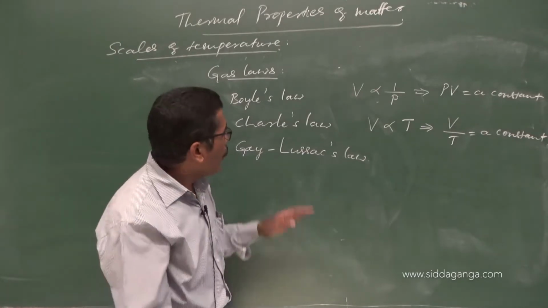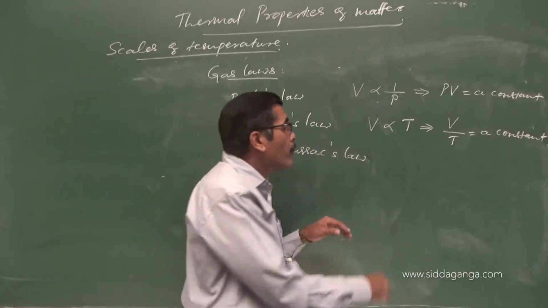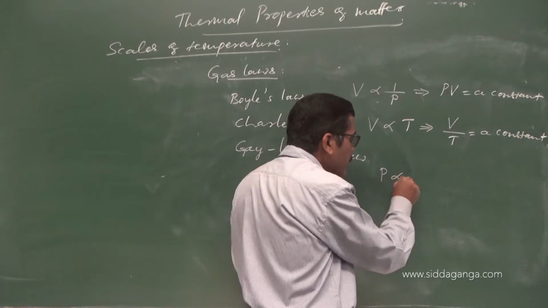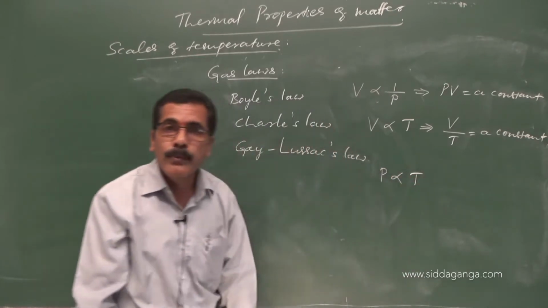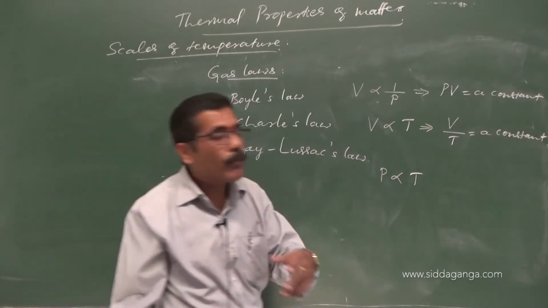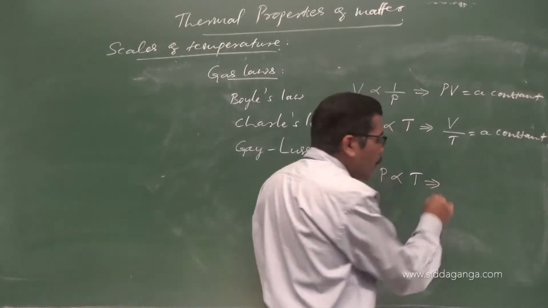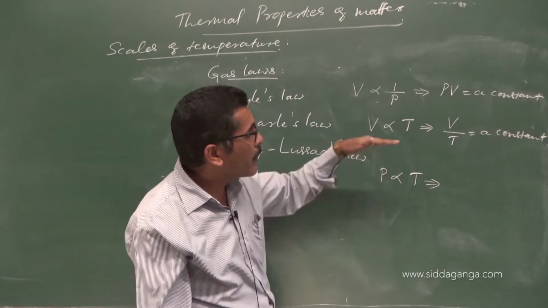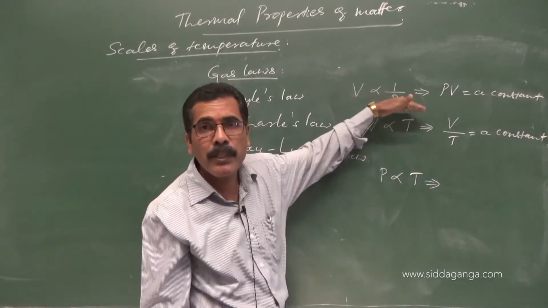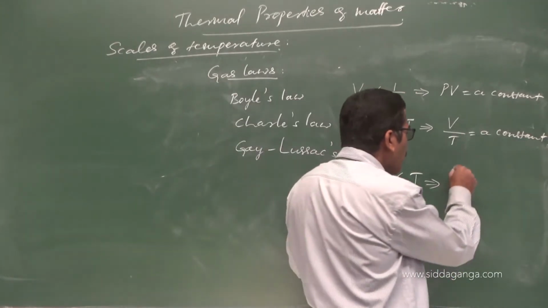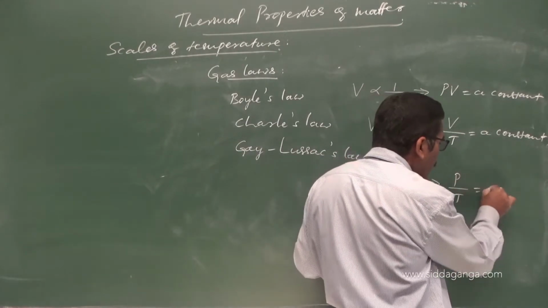If you take Gay-Lussac law, pressure of given mass of gas is directly proportional to absolute temperature at constant volume. Here volume is kept constant. Or we can write P by T equals a constant.